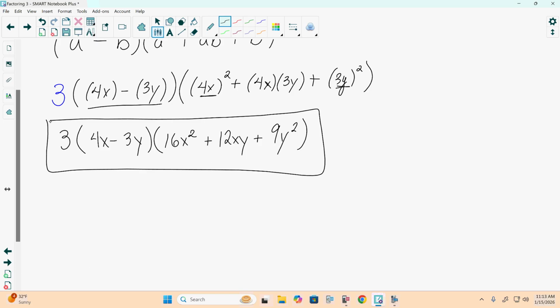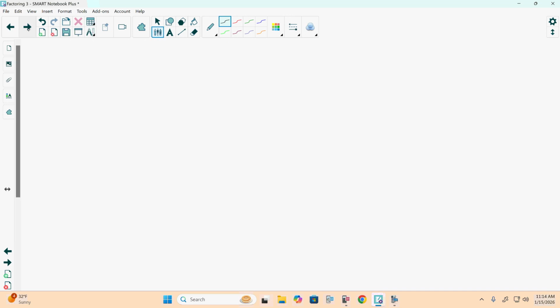Questions on this here? Questions on anything we've done so far? We feel the sum and difference of cubes is not as daunting as we thought. Especially once we see the pattern and how the pattern works, we're just following it every time, no matter what the numbers are.